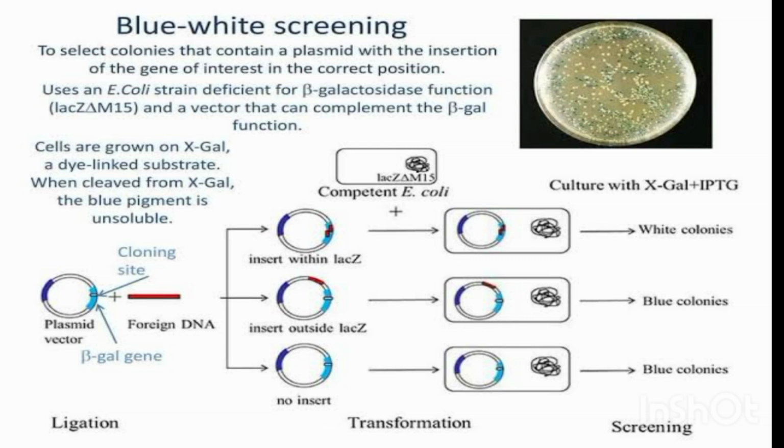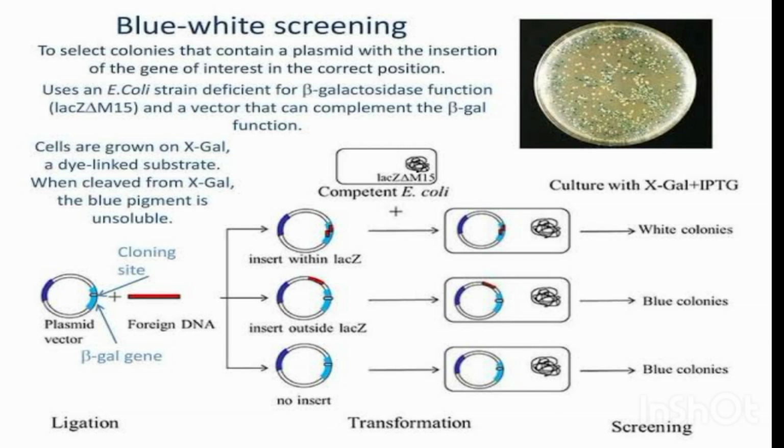So I have a cloning site. In the cloning site, I introduce my foreign DNA. In the beta galactosidase gene, or beta gal gene or lacZ, I have got a cloning site. I'm going to restrict it and add my foreign DNA. So there are three chances that can occur. My insert is within the lacZ, my insert can be outside lacZ, and there might be no insert, that is non-recombinant.